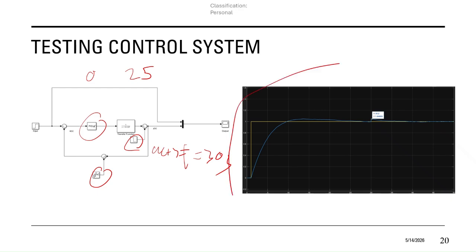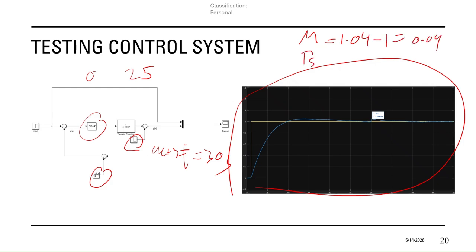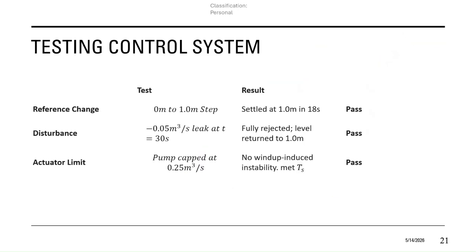And as we can see here, the system has passed all the tests. So here we know that the maximum overshoot is equal to 1.04 minus 1, which is equal to 0.04. We can see that the settling time is less than 20 seconds, and the steady state error is approximately 0. So over here on our last slide, we have a chart which shows how well we passed the 3 tests.